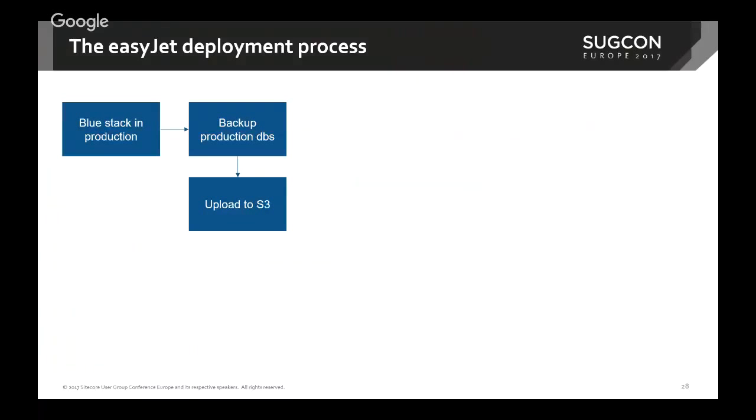For EasyJet, we tried to keep what happens as simple as we could. We've got the blue stack running. Like we touched on, we back up the production databases. This is happening every 2 hours, or we can do it on demand. And that's quite a simple thing to do. It's basically normal SQL commands that you run. And then these get uploaded into S3.